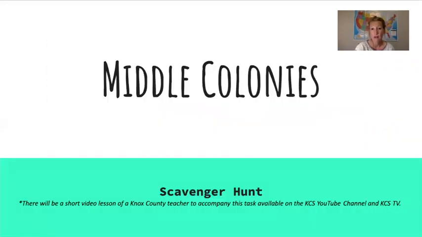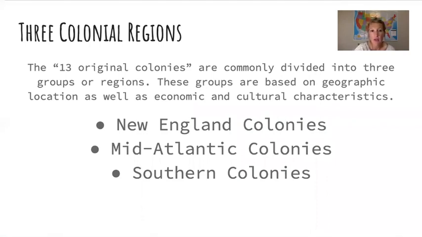The middle colonies: three colonial regions. The 13 original colonies are commonly divided into three groups or regions. At the beginning of the year, with your teacher, you learned about different regions of the United States and how it's broken apart. Well, the 13 original colonies were also broken up into regions. They had three of them. These groups are based on geographic location, as well as economic and cultural characteristics. The three regions were the New England colonies, the Mid-Atlantic colonies or middle colonies, and the Southern colonies.